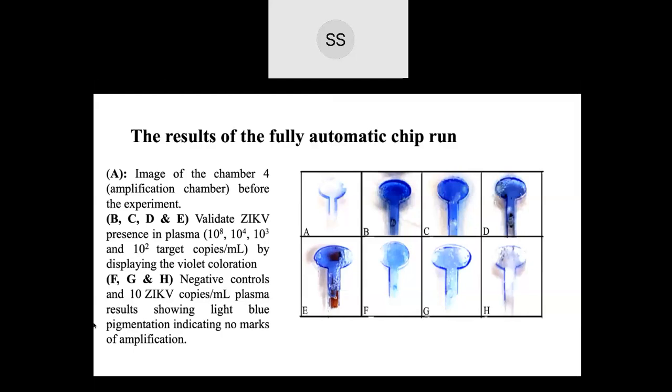Further, in order to validate the sensitivity of the platform, we lowered the copy number from 10 to the power 8, 10 to the power 4, 3, 2, and we further went to 10 copies per mil. And H is an image of that chip run where the Zika copies were very low and we did not see amplification in the chamber. So this validates that with this setup, the sensitivity we obtained is 10 to the power 2 copies per mil in the plasma, and this is the lowest copy number which is present in an actual Zika patient.